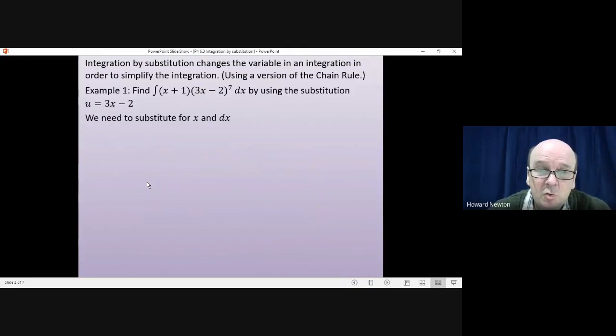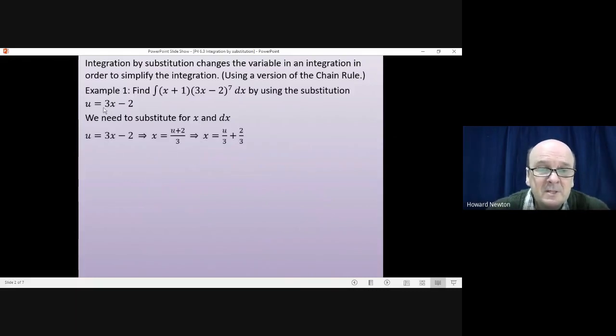What we need to do is we need to substitute in for wherever it says x, that's going to have to change to u or some function of u. And also dx needs to change. So we'll be integrating a function of u, and we'll need to integrate that with respect to u. So both of these things are going to have to change.